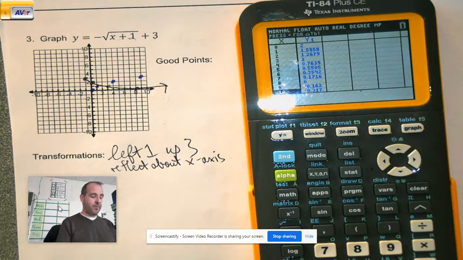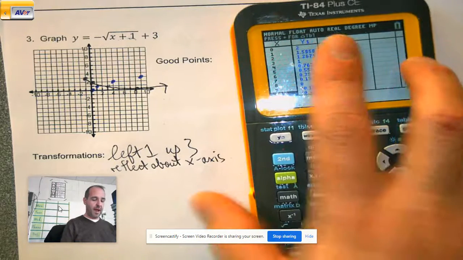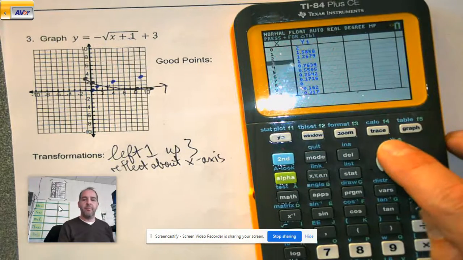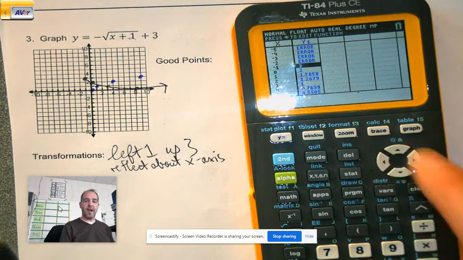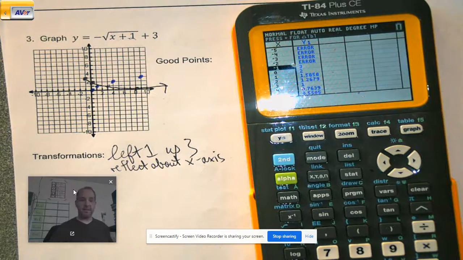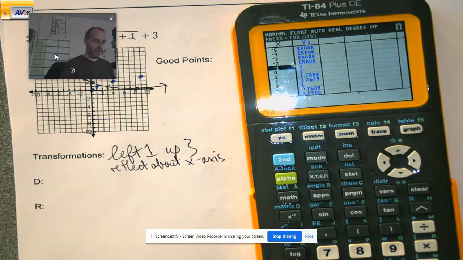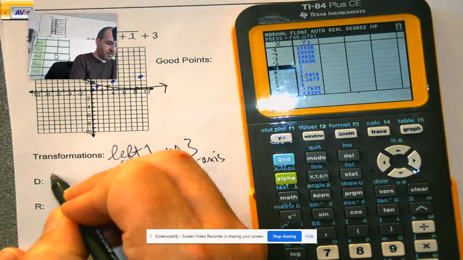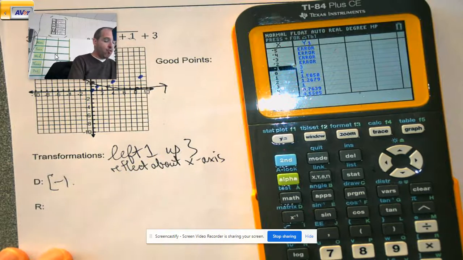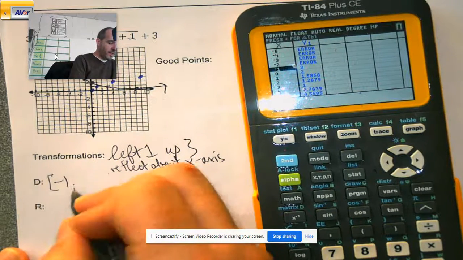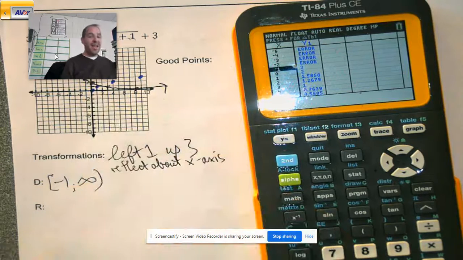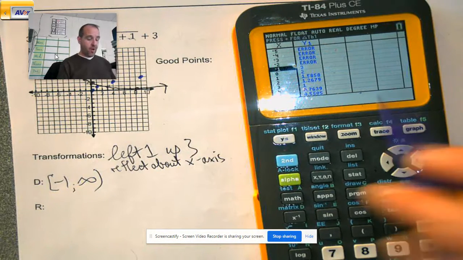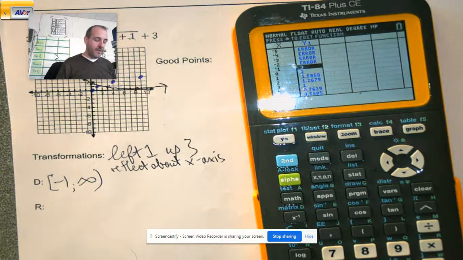So I don't blame you if you go to the calculator on this one. I would consider it myself, but I want to let you see all the ways. There's my first values right after the error message. So that is going to be my domain. Ooh, now be careful. Left to right, negative 1 over. Be careful, though, on your y. It's not going to be 3 to infinity. You're like, well, why not?